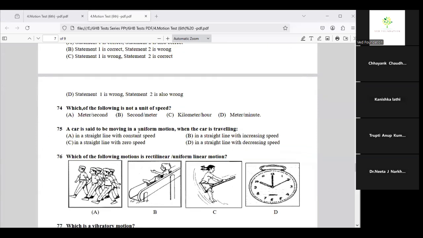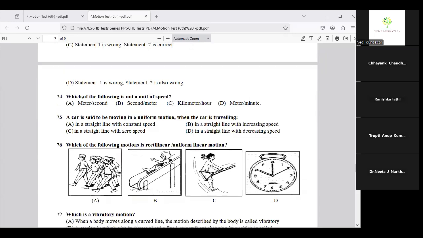75. A car is said to be moving in a uniform motion when the car is traveling. And options are A, in a straight line with constant speed, B, in a straight line with increasing speed, C, in a straight line with zero speed, and D, in a straight line with decreasing speed. A car is said to be moving in a uniform motion when the car travels in a straight line with constant speed. A option is correct.